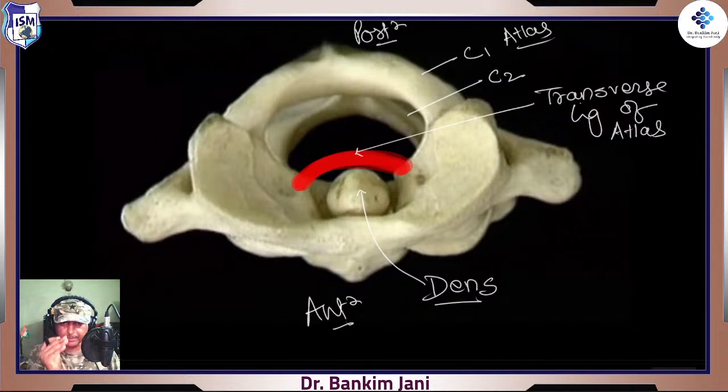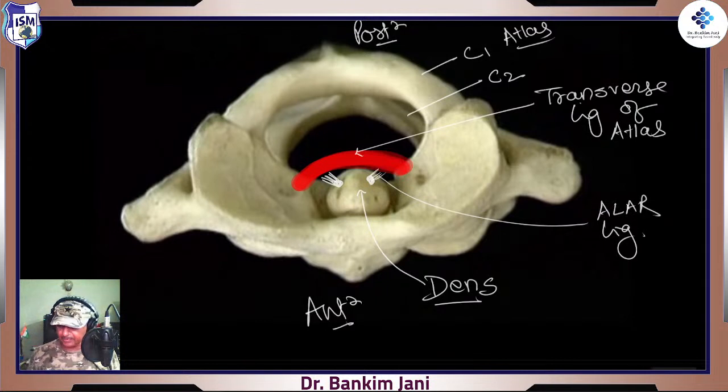Then this dens over here and here, there will be two strong ligaments. They will be going up like this, like this. They are called the alar ligament. These alar ligaments are pretty strong, right? They are the alar ligaments of the dens. As such, we'll meet all these structures within some time, but that's the whole idea.